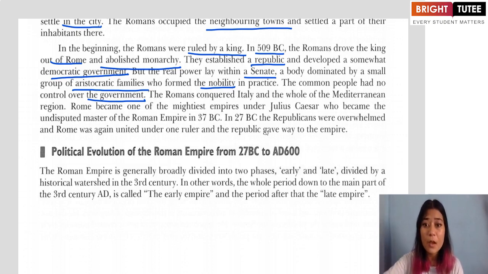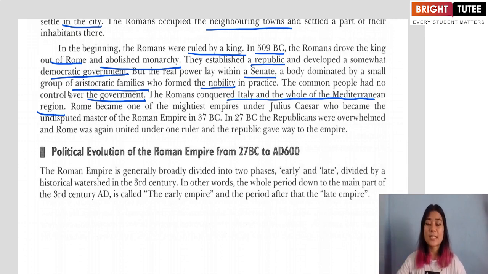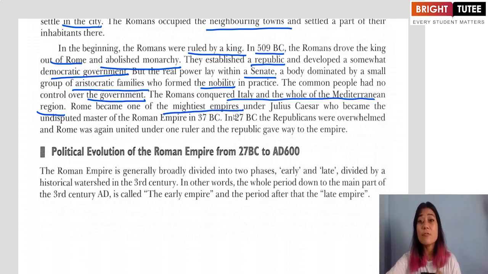Now the Romans conquered Italy and the whole of the Mediterranean region. Over time the Romans kept on expanding and conquered the whole of Italy and also the Mediterranean region. And over time, Rome became one of the mightiest empires. One of the mightiest rulers of Rome was Julius Caesar, and he became the undisputed, one of the greatest rulers of the Roman Empire in 37 BC.